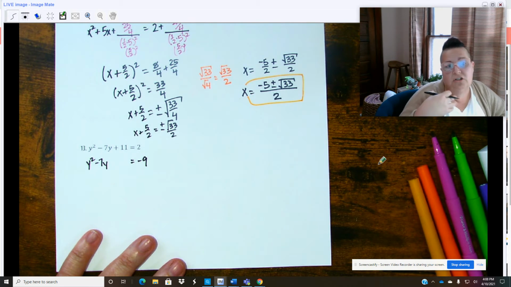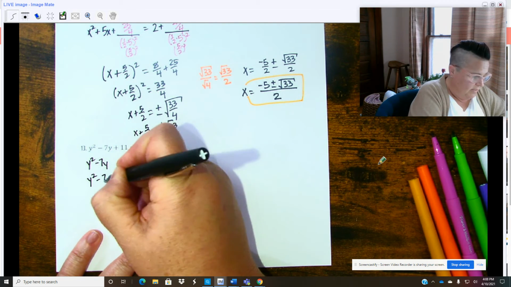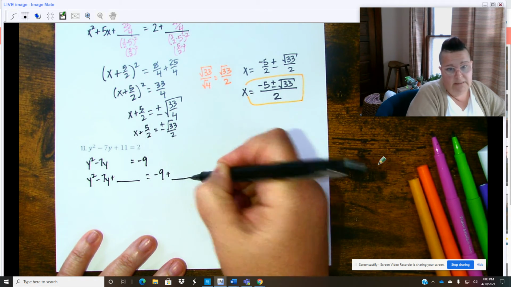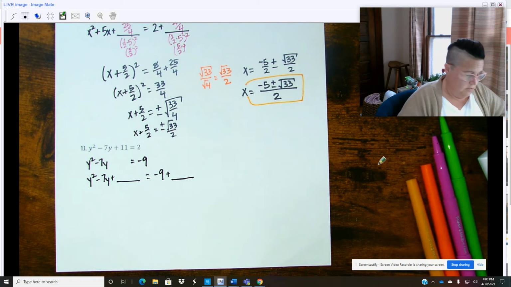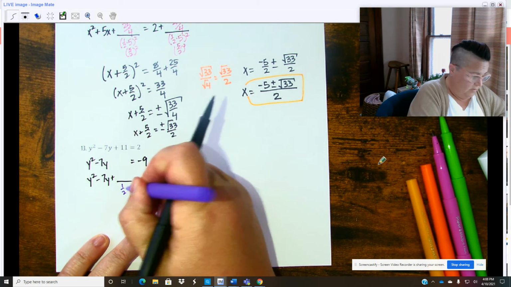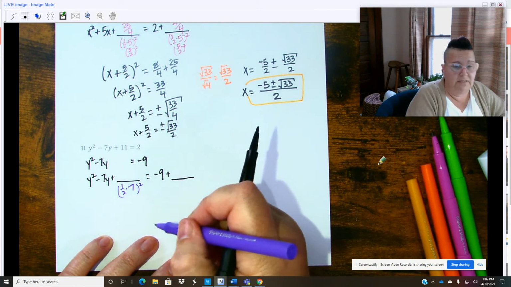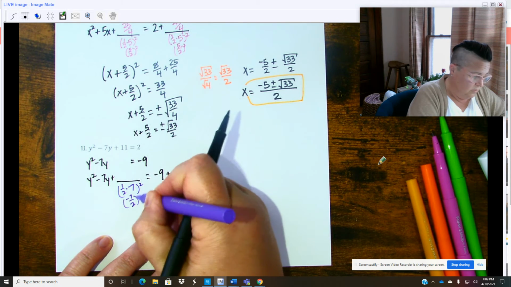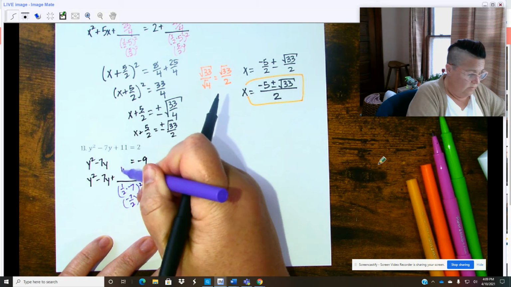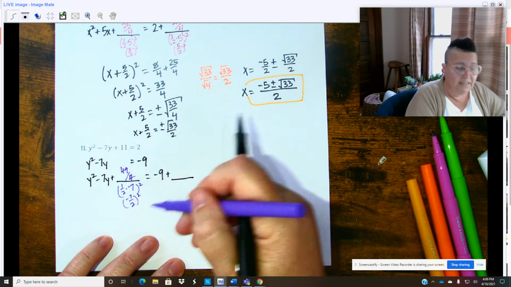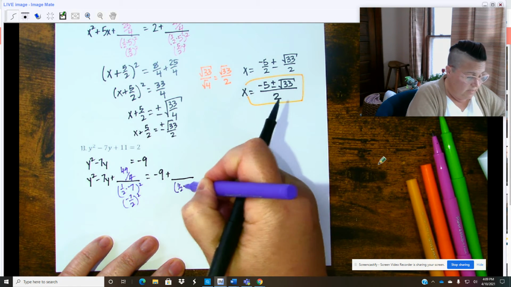I want to subtract 11 over to make way for the missing term in my perfect square trinomial. So this will be y squared minus 7y plus some missing term is equal to negative 9 plus some missing term. That missing part is going to be 1/2 times the negative 7 squared. That's the part that's missing. Half of the negative 7 squared, or negative 7 over 2 squared. That's going to be negative 7 squared, which is 49, over 2 squared, which is 4. So I'm going to add a 49 over 4. And if I add it to the left side, I've got to do the exact same thing on the right side.